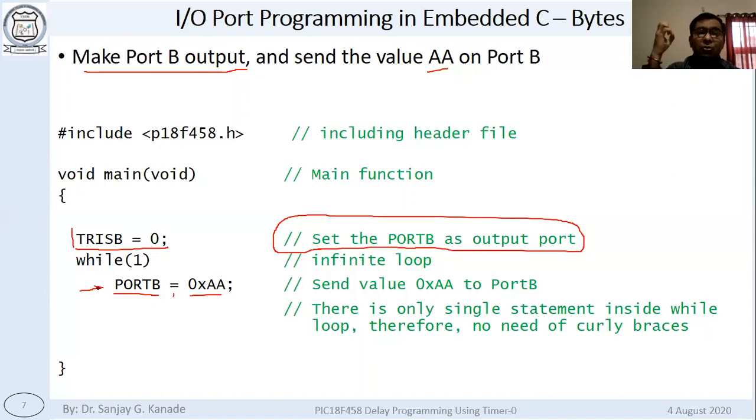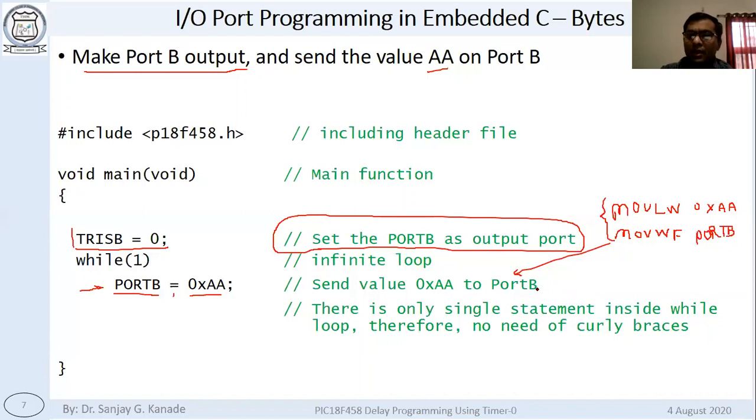Whereas in assembly programming, if your understanding of the assembly instructions is not very clear, then you may get confused why we took value AA to W and W to port B. I will write those two instructions here for this particular part. When we want to send value AA to port B, what we do: MOVLW 0xAA, and then MOVWF PORTB.